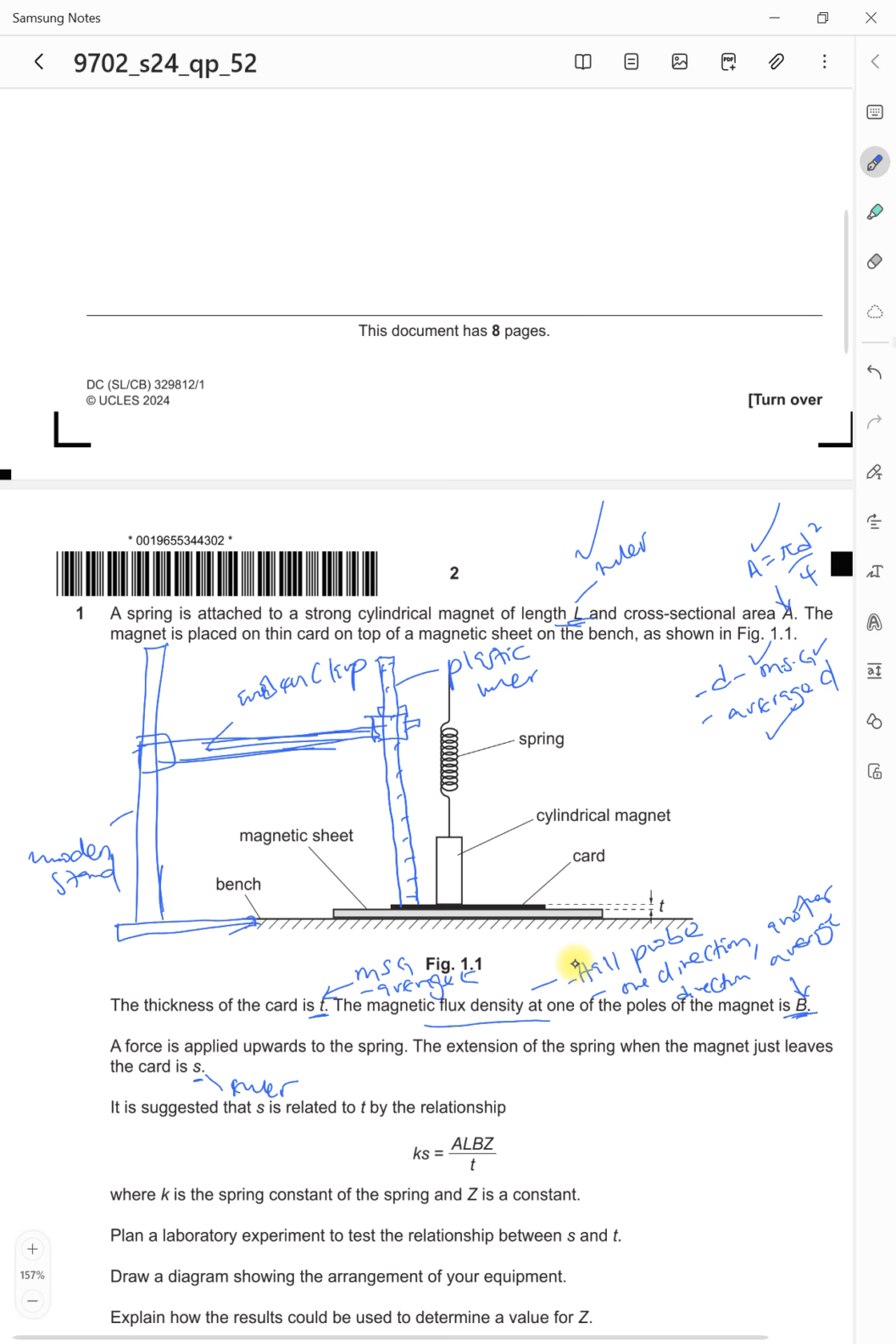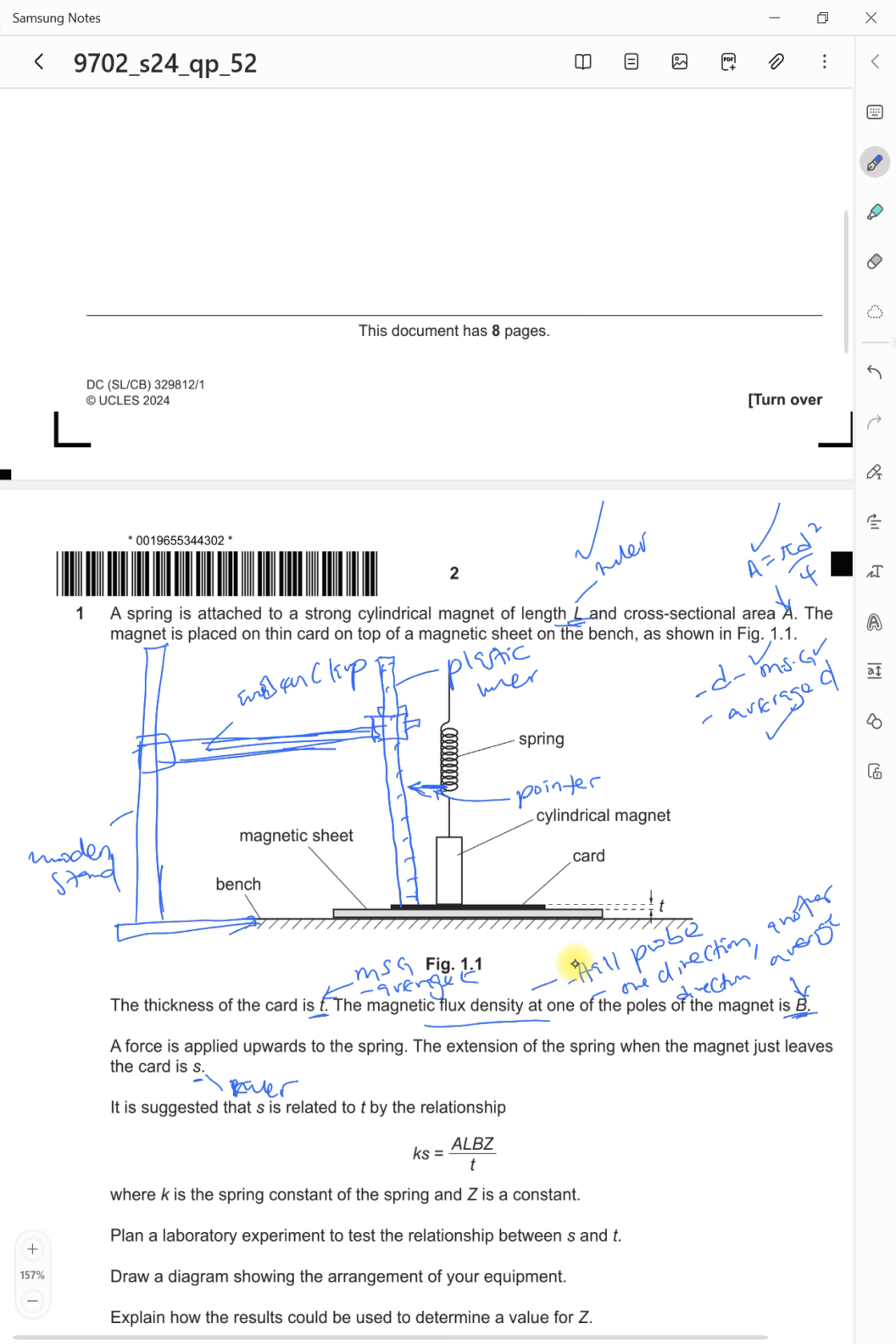Okay. Then to measure the extension, of course, I'm going to use a ruler. So the best thing would be to attach a pointer. So let's say this is a pointer, because I may want to find the initial position of the pointer on the ruler and the final position to subtract to find the extension, the extension e.